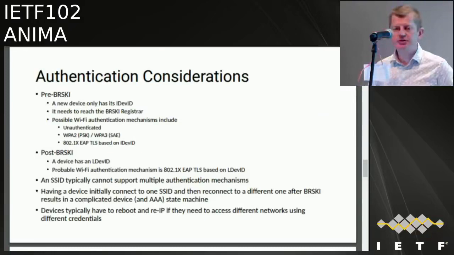Some considerations for authentication. So pre-BRSKI, a new device with only its IDevID needs to reach the registrar. There's multiple possible authentication mechanisms that we could use for the device to make that initial SSID connection. Unauthenticated, the network could be enforcing WPA2 or WPA3 where a shared password is needed. And we could connect to a Wi-Fi network enforcing 802.1X EAP-TLS, and it uses its IDevID for EAP-TLS. And once the device is credentialed, BRSKI is complete, device has its LDevID, the obvious authentication mechanism to use is 802.1X EAP-TLS using its LDevID as the credential.